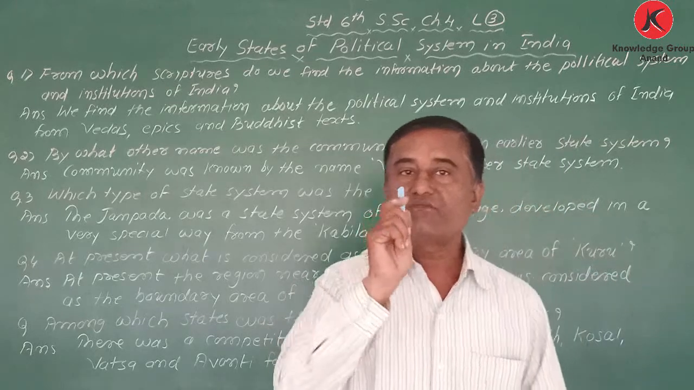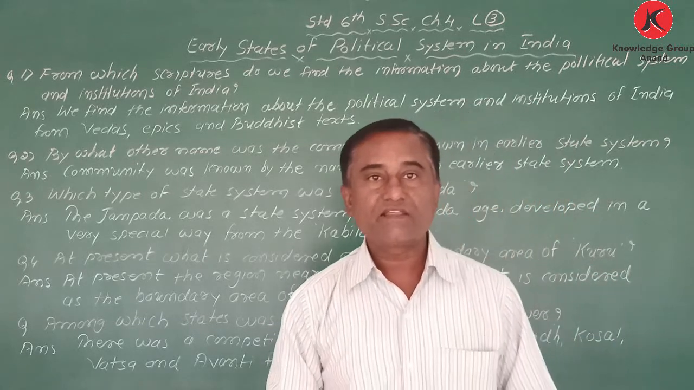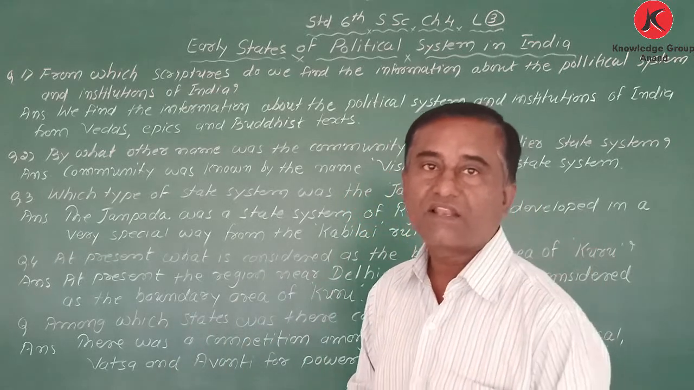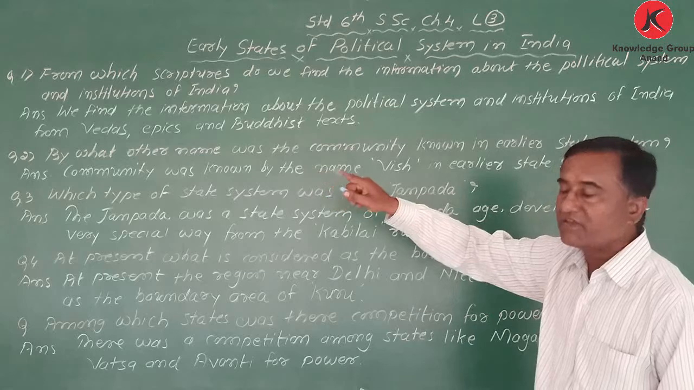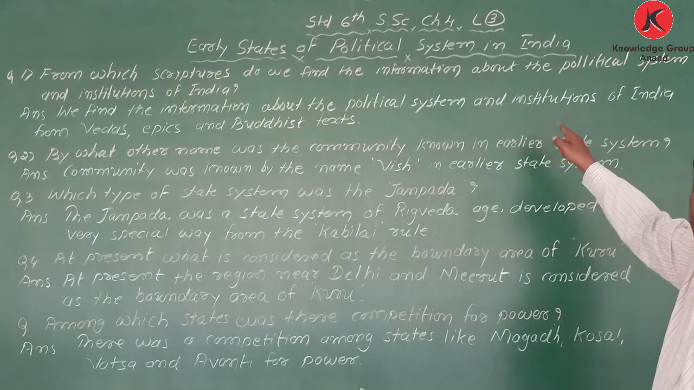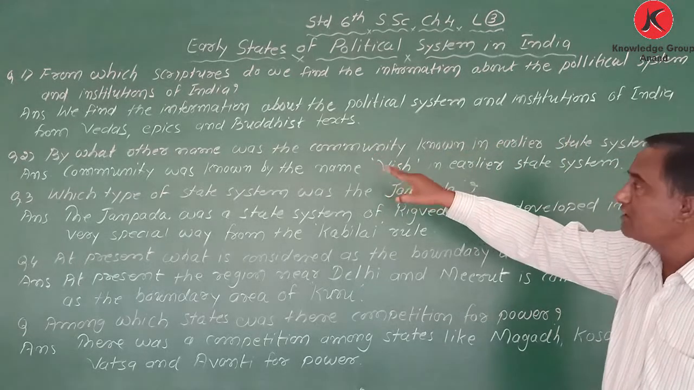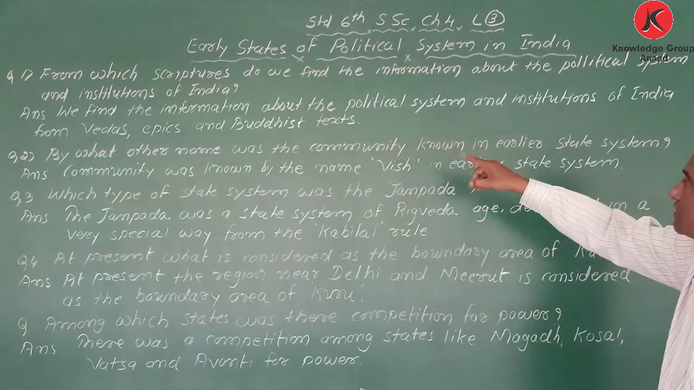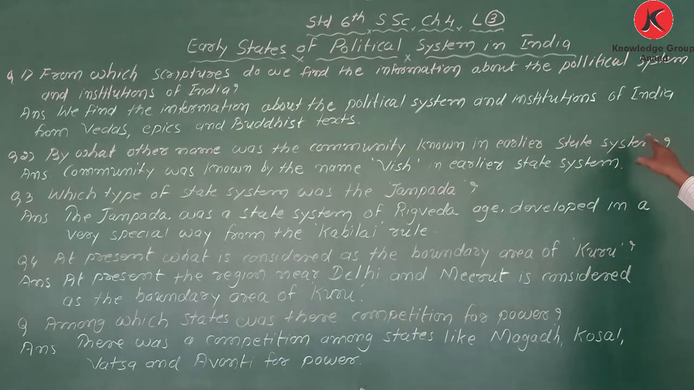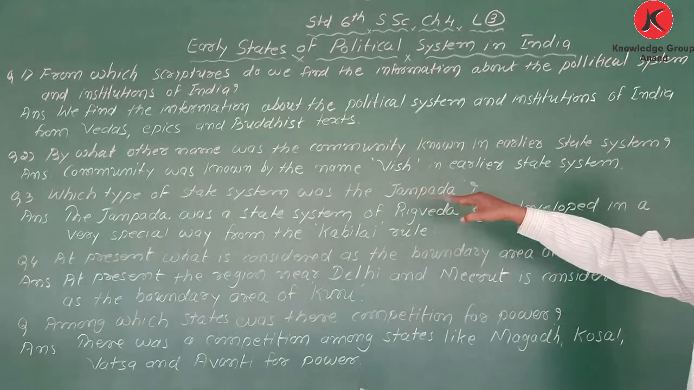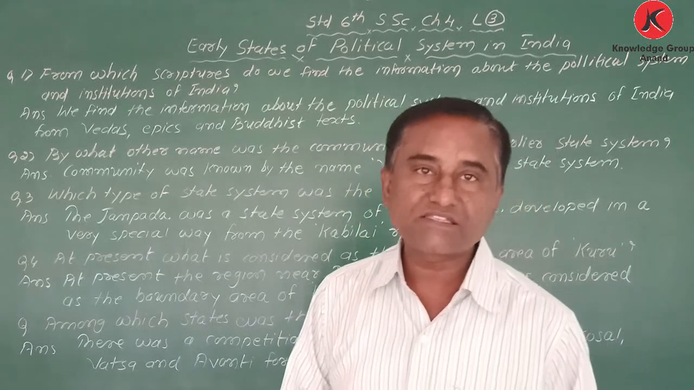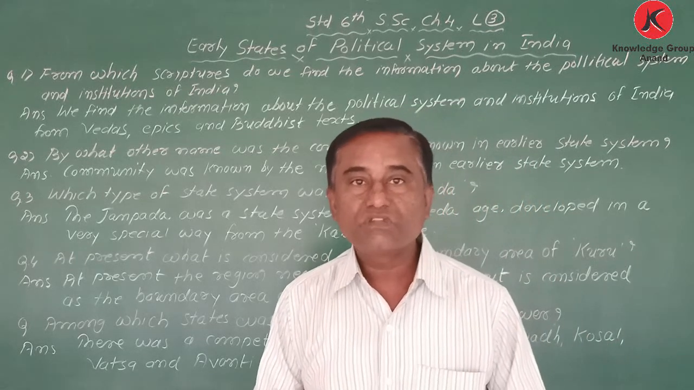I explain, very first line of the first paragraph, chapter number 4. You will get this information. Very first line is there. We find the information about the political system and institutions from Vedas, epics and Buddhist texts. Okay, from where we get? We get from Vedas, epics and Buddhist texts.